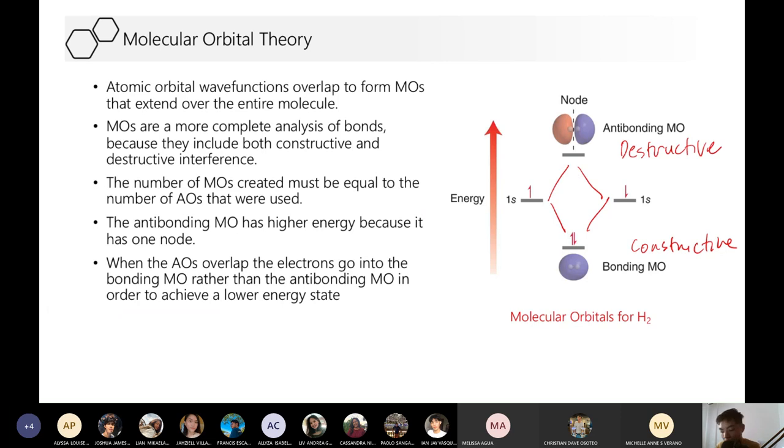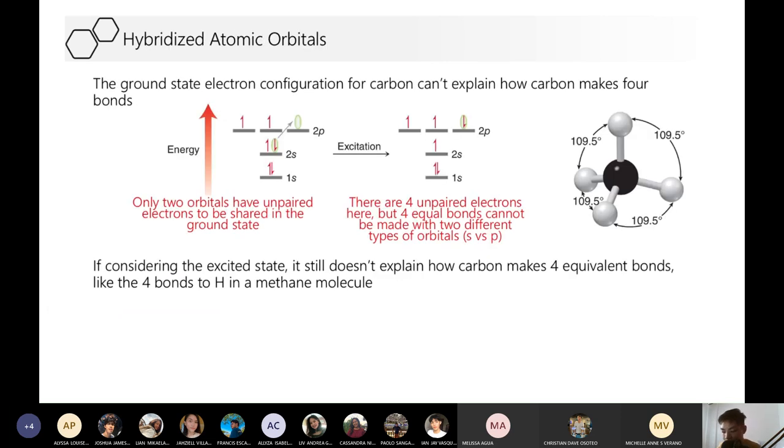Tapos, inalam natin yung kay carbon, how come na apat yung bonds na kaya niyang gawin, pero ang kanyang atomic orbital, may dalawang vacant electrons, yung isa ay paired. So sinabi natin, carbon can hybridize its electrons.